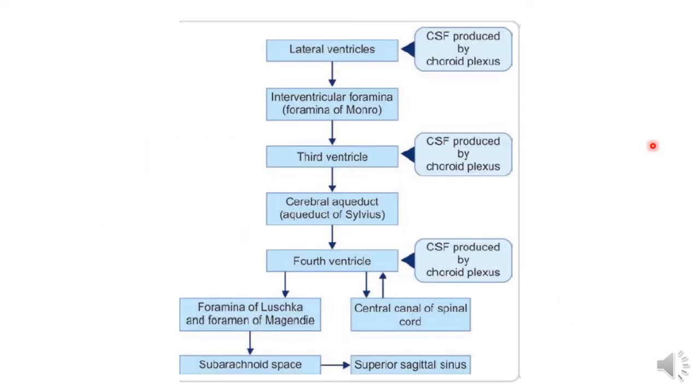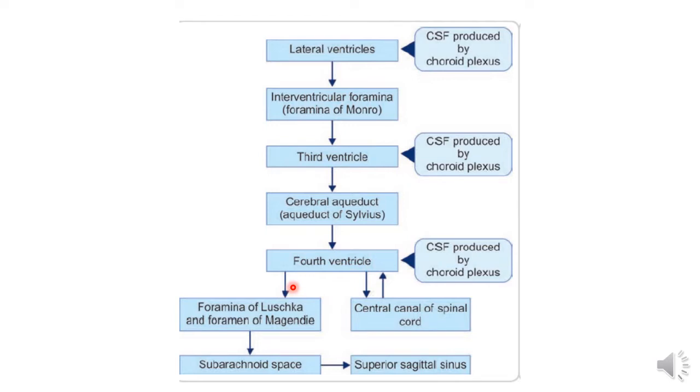And after the fourth ventricle, this is the picture which shows the central canal of the spinal cord. All right, the cerebrospinal fluid, which is produced in the lateral ventricles, it goes through the interventricular foramen or the foramina of Monro, and from the interventricular foramen to the third ventricle, and the third ventricle through the cerebral aqueduct to the fourth ventricle.